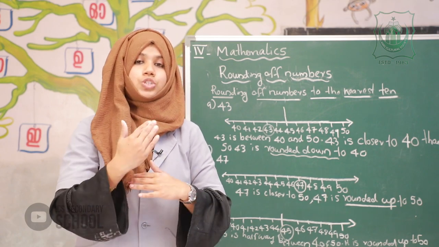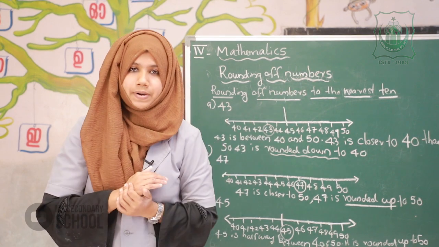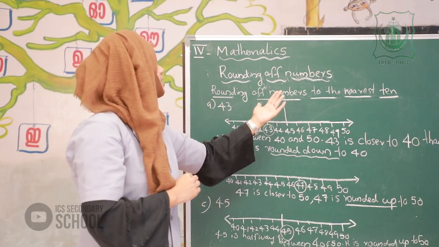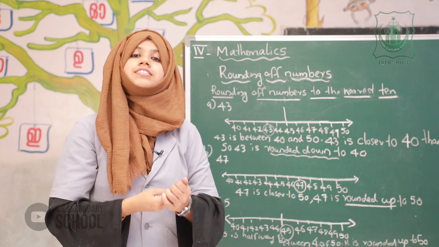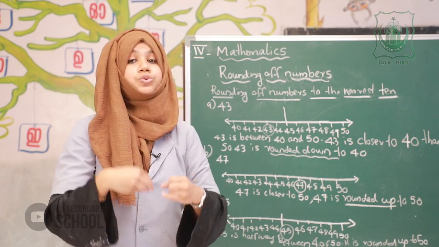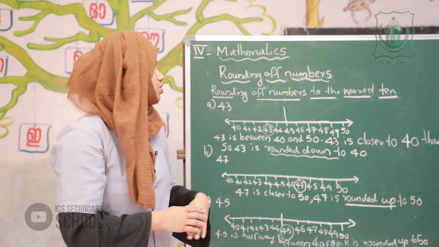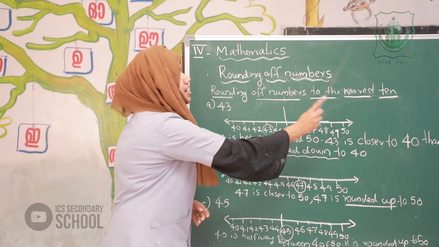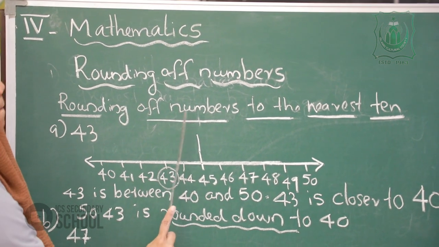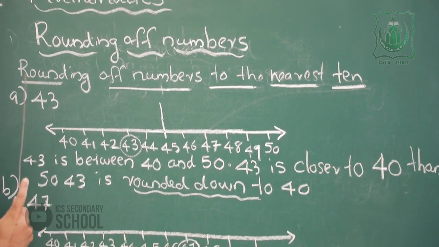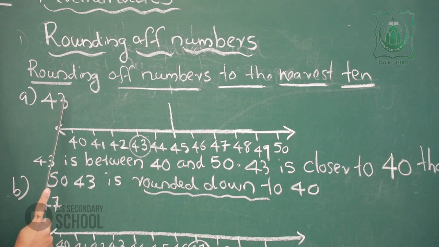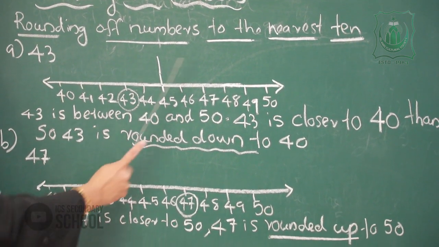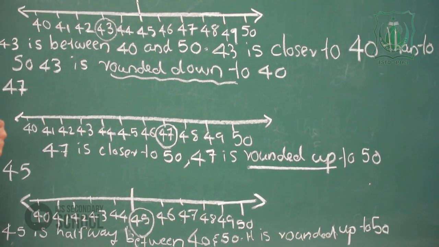Okay. Now we are going to learn about the rounding of numbers, and the first topic is rounding of numbers to the nearest 10. There are rounding of numbers to the nearest 100 and nearest thousands also. The first topic is rounding of numbers to the nearest 10. So, first example is 43. Now we can show 43, 47 and 45 on the number line.